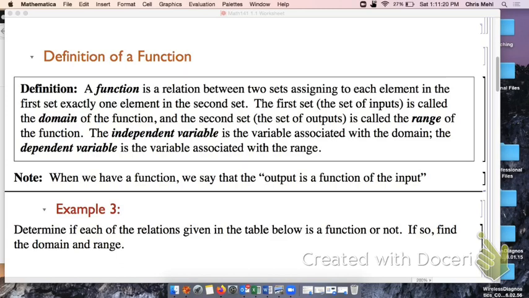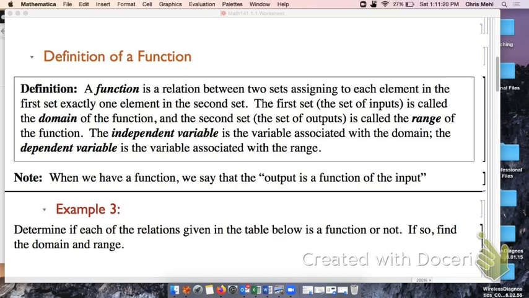So at the bottom of the page, you can talk about a special kind of relation called a function. And in the previous example, the relationship between Celsius and Fahrenheit is a function, it turns out. So read the definition carefully. It says a function is a relation between two sets, assigning to each element in the first set exactly one element in the second set. Again, it's just a rule. It tells you how to pair elements from one set to another.